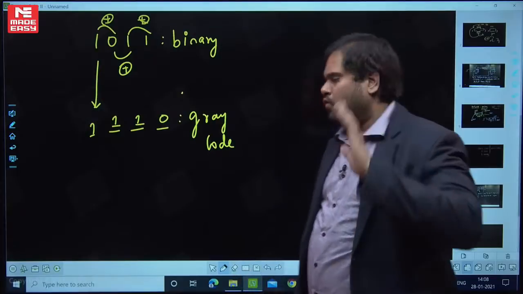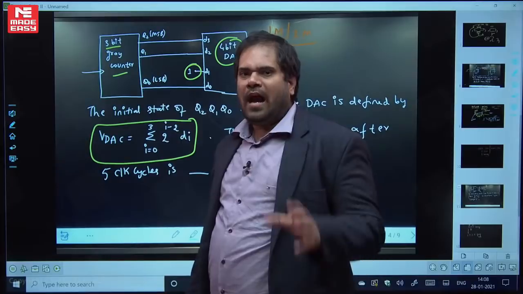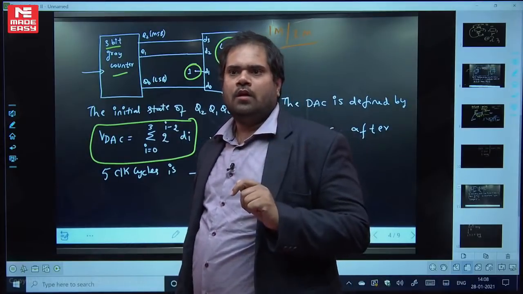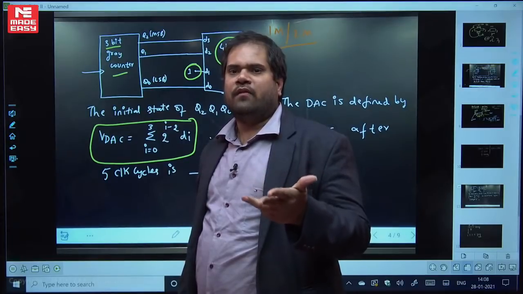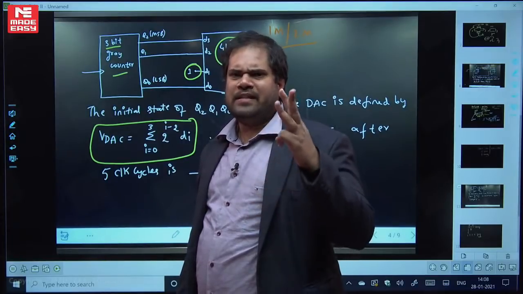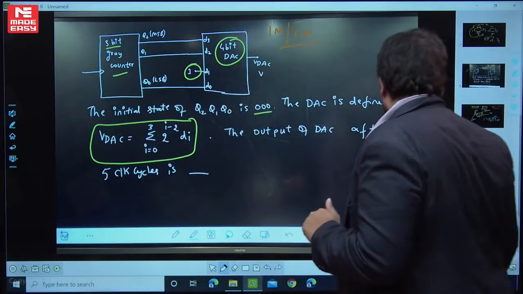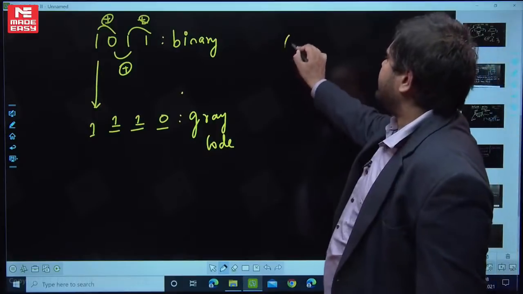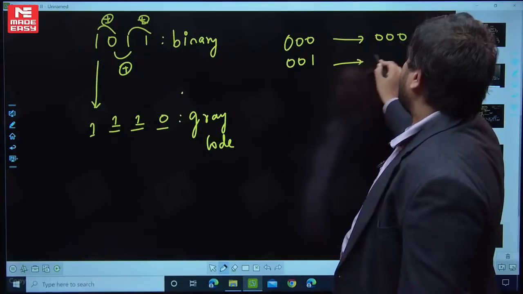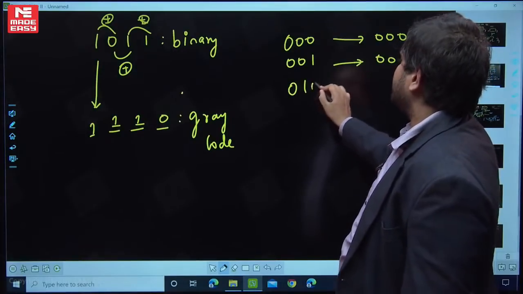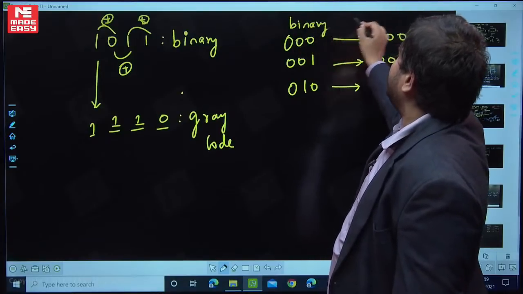But now he gave a gray counter. In this question he gave a gray counter. Okay, ideally speaking, what you should do, you should take binary sequence 000, 001, 010, 011, 100, 101, a 3-bit sequence you should take, convert each and every bit to gray code. Ideally you should take the binary sequence, convert each value to gray code. Understood, 010, this is binary, you should convert to gray code. Okay, from binary you should convert to gray code, then you will get the gray sequence.